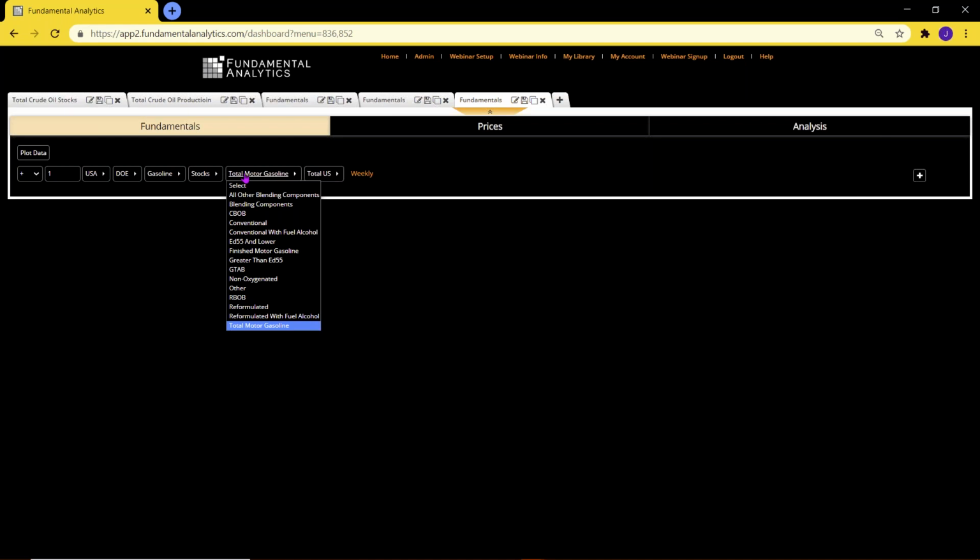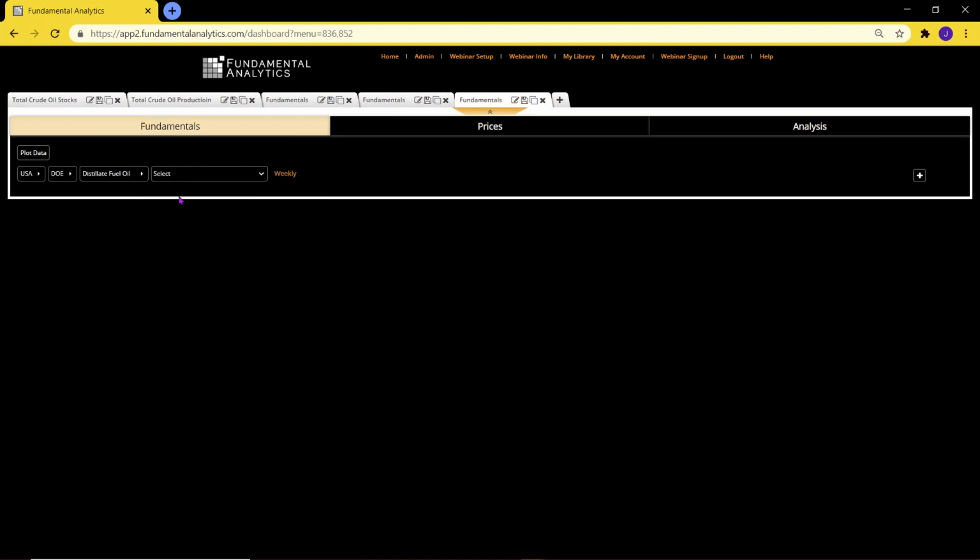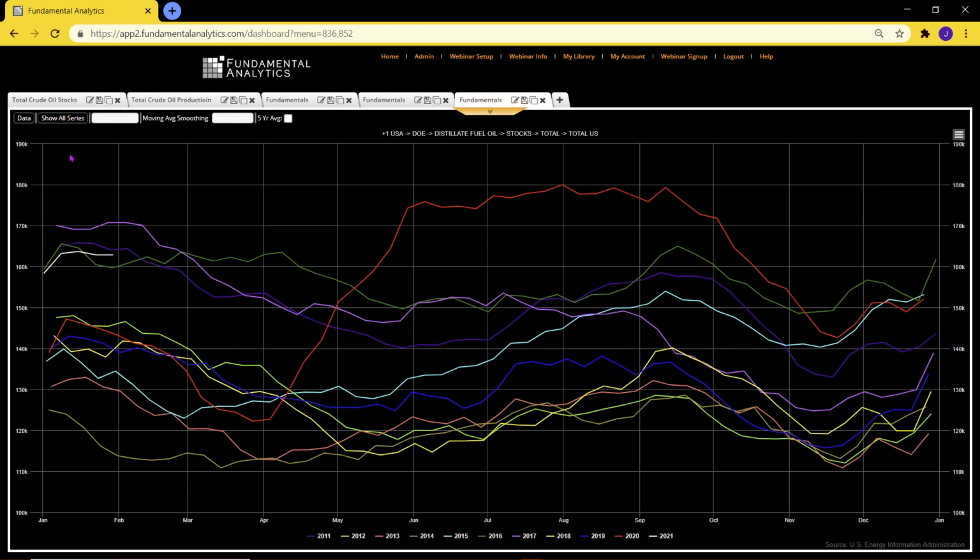We can switch now to stocks of distillates. Well, I have to switch from gasoline to the distillate fuel. Stocks. Total. And there we have our year-on-year overlay chart of the distillate stocks.